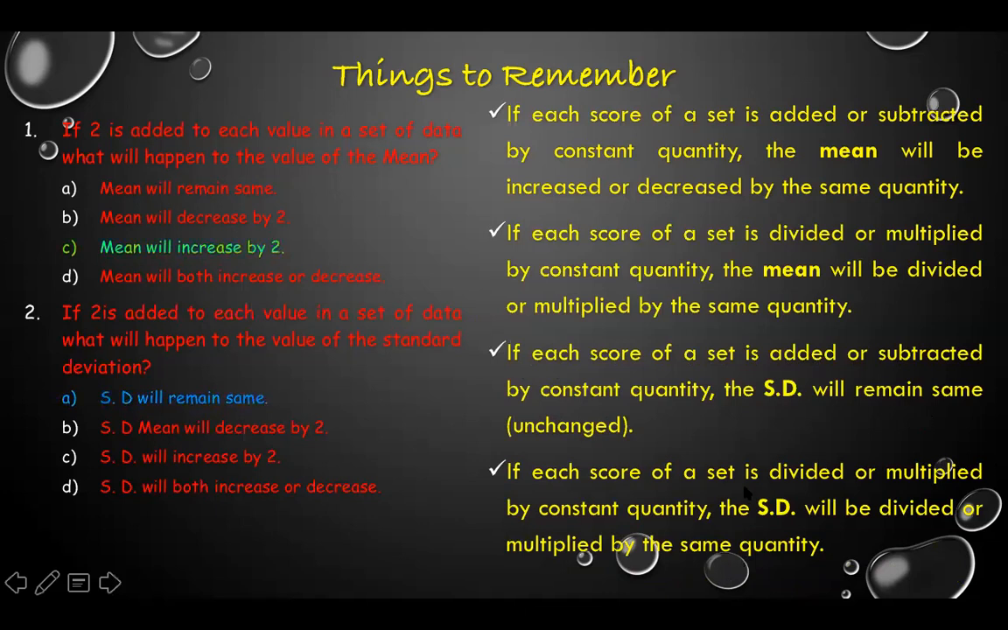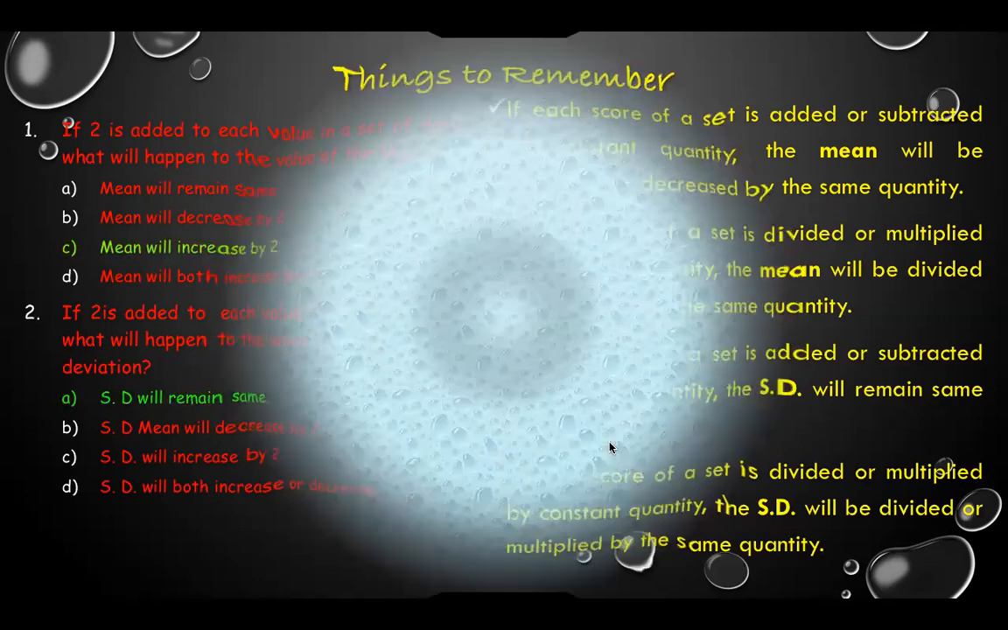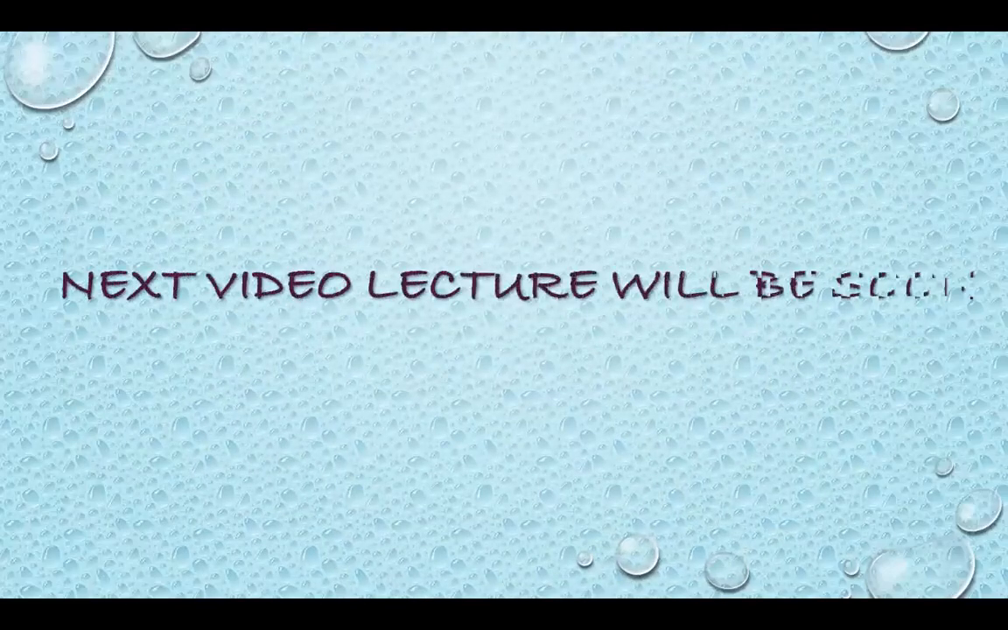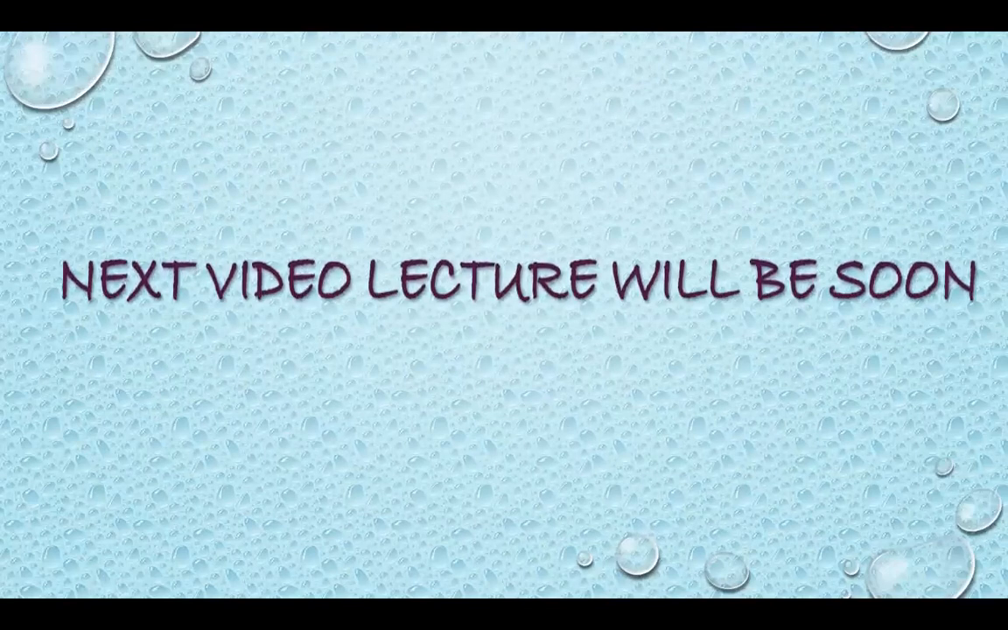Suppose we divide each score by x, then the standard deviation will also be divided by x, and if we multiply each score by x, then the standard deviation will also be multiplied by that x. Keep these points in mind. This will help you to solve objective questions like this. This is all about the measures of central tendency and the measures of variability.